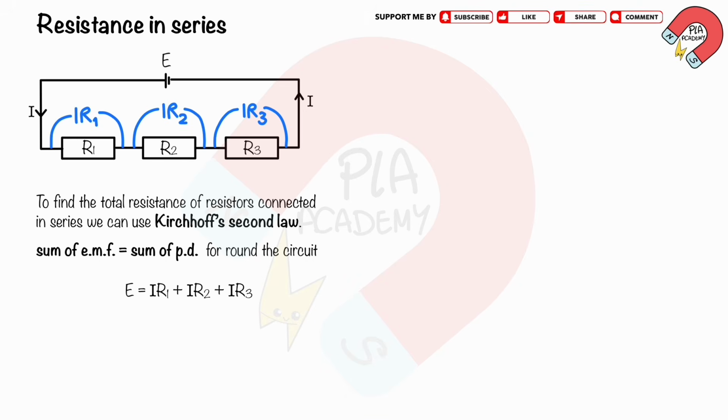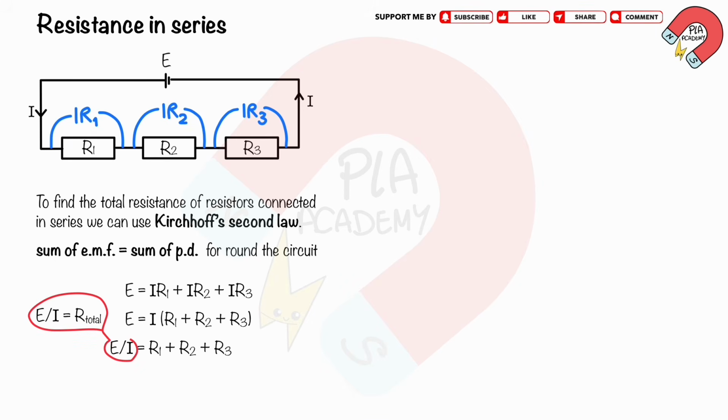So, E equals IR1 plus IR2 plus IR3. We factor out the current I, like this. So, E over I equals R1 plus R2 plus R3. Substituting E over I equals total resistance, like this. So, total resistance equals R1 plus R2 plus R3.